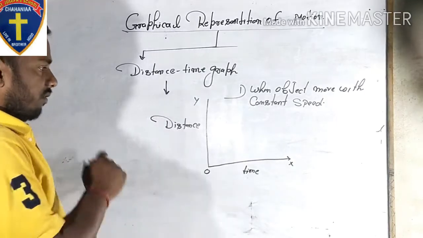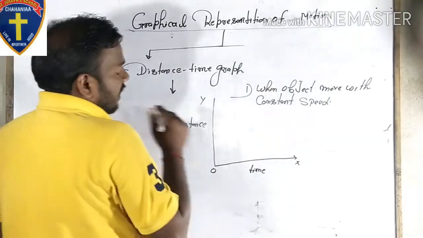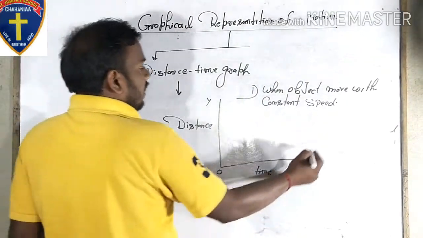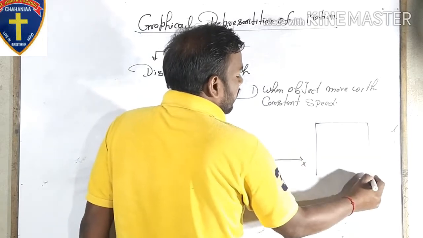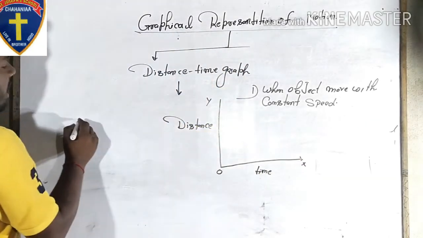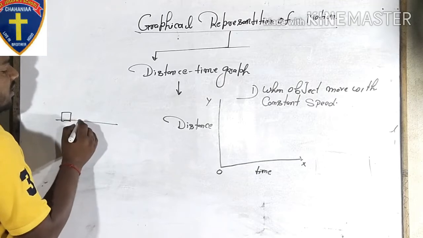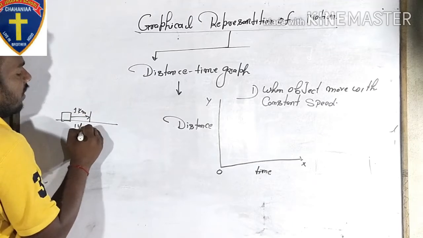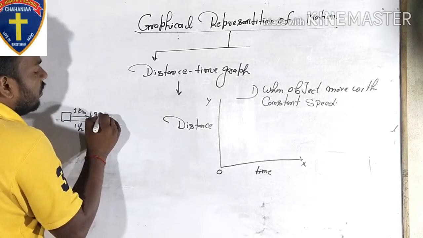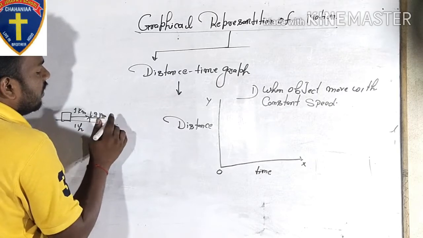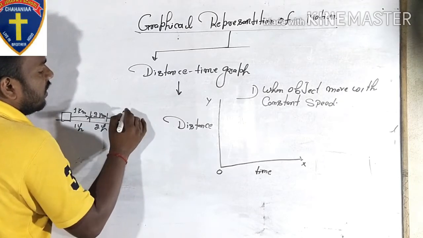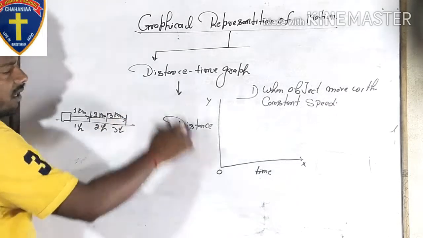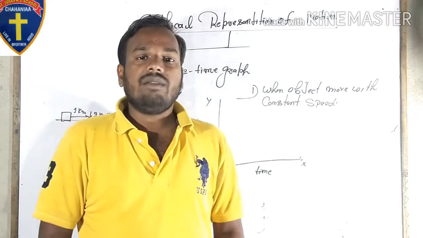Then what do we find here? For example, we make a table. For constant speed, for example, a car travels 1 kilometer in 1 hour, 2 kilometers in 2 hours, and 3 kilometers in 3 hours. This means equal distance in equal time interval.